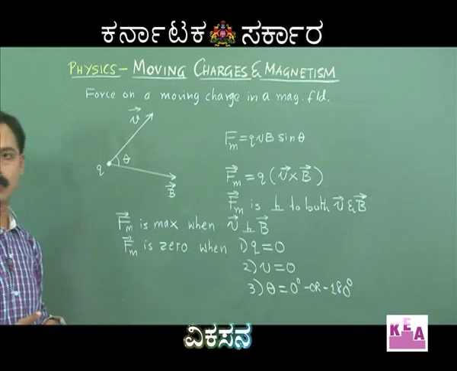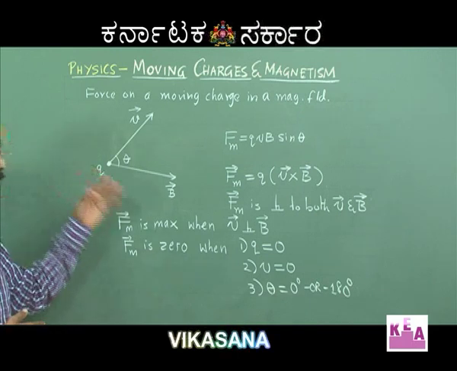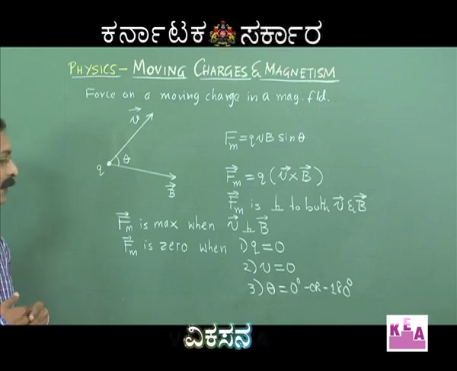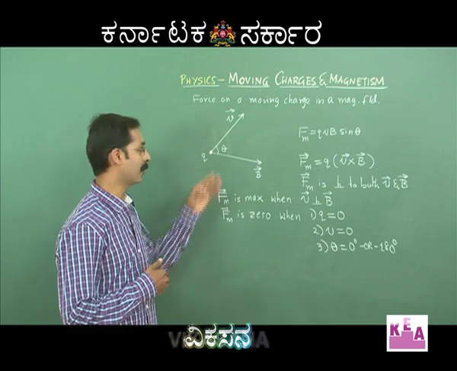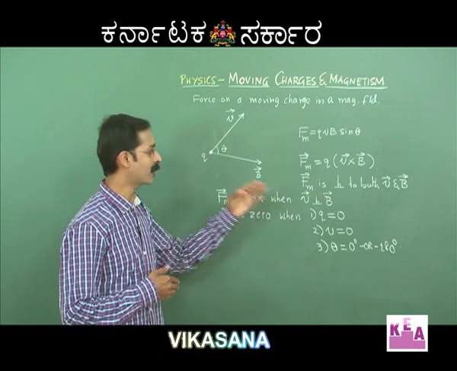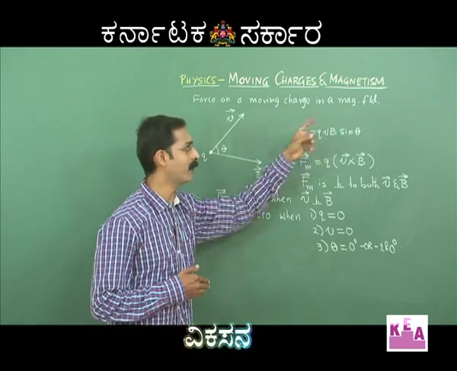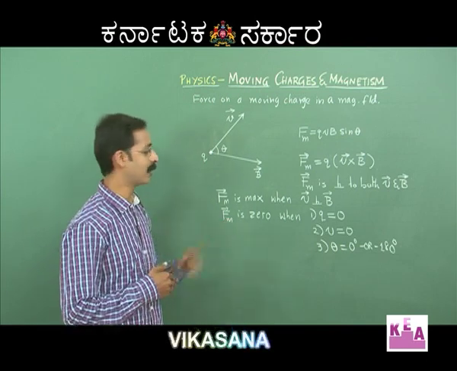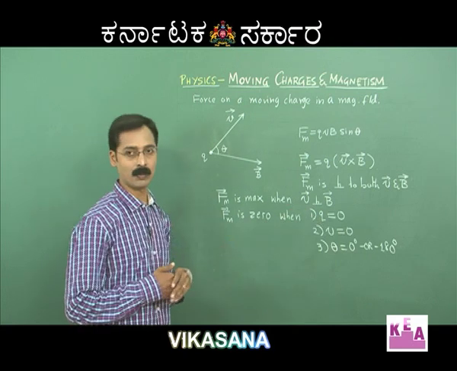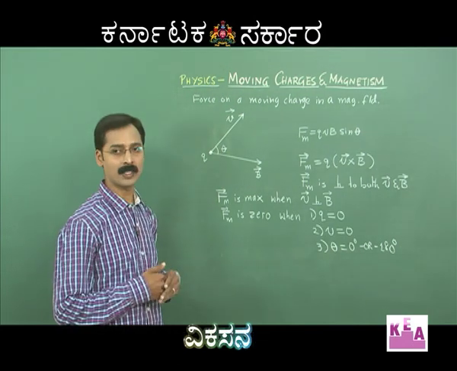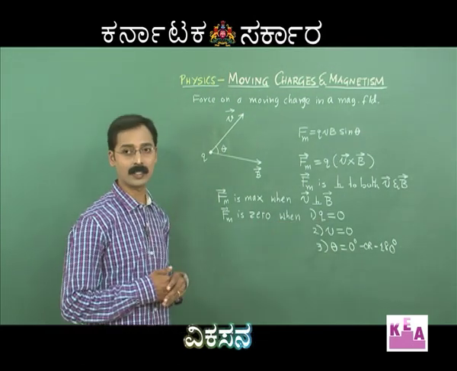Fm is perpendicular to both velocity and magnetic field, and this is a very special kind of force, unlike electrical force. We can see here magnetic force depends on the orientation theta. Magnetic force is maximum when velocity is perpendicular to magnetic field, and that maximum force is given by q into v into B, because theta becomes 90 degrees and sin theta becomes 1. Magnetic force Fm is 0 when either charge is 0. That is, if a neutron is moving in a magnetic field, it does not experience any force at all, because the charge on the neutron is 0.